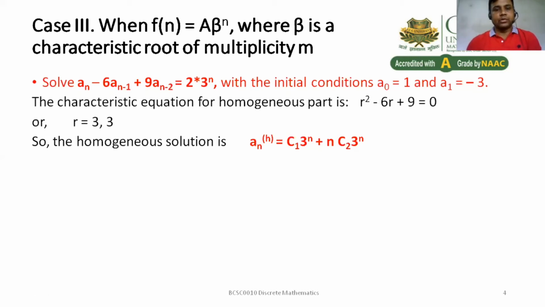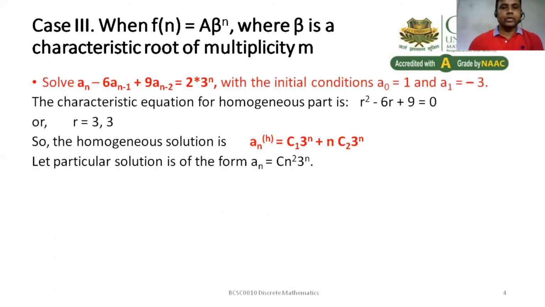After writing the homogeneous solution, the next thing we have to do is obtain the particular solution. One thing we have to consider here: whenever beta is a characteristic root of multiplicity m, we assume that the particular solution is of the form c n square 3 to power n. Here we have multiplied with n square because 3 is a root of multiplicity 2. If 3 were a single root of this characteristic equation, we would multiply it with n, and this is the rule.